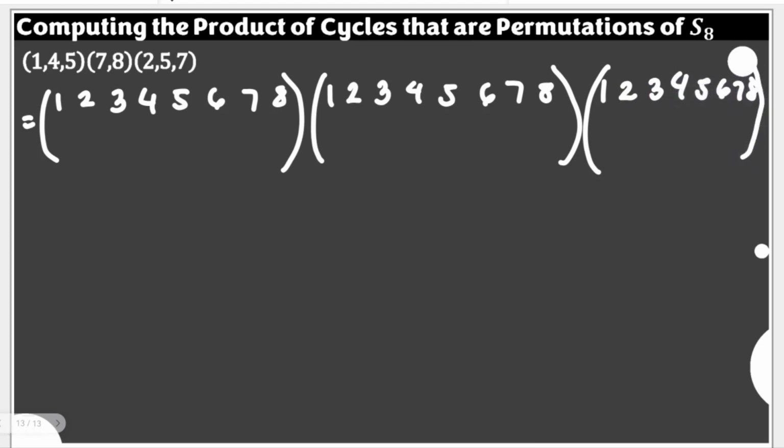Now, for the first cycle, 1, 4, 5, that means that 1 is mapped to 4, and then 4 is mapped to 5, and then 5 is mapped to 1. That's the idea. And since this is a cycle, all other elements should be mapped to themselves, because this 1, 4, 5 is actually taken from an orbit with more than one element. That means 2 is mapped to 2, 3 to 3, and 6, 7, and 8 likewise.